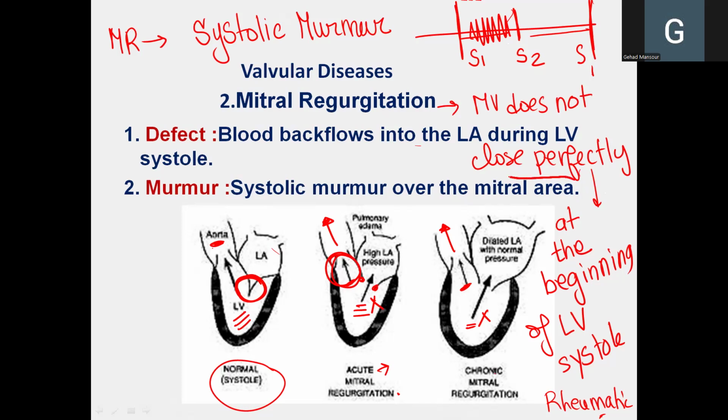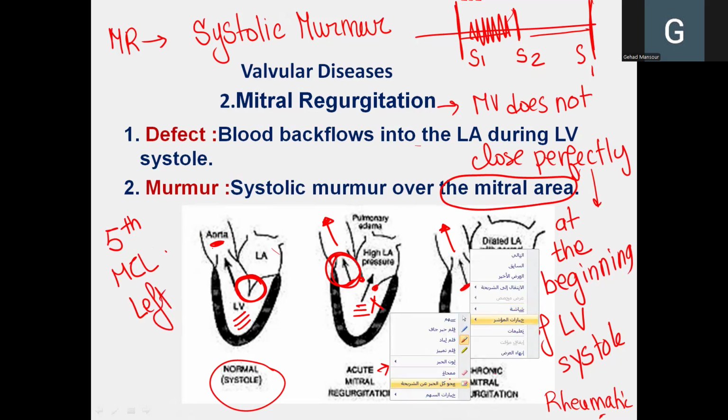Again, where are we going to find it? Over the mitral area. So this mitral area, which is one of the auscultatory areas, it is in the fifth intercostal space, mid-clavicular line to the left. This is where you can best hear a systolic murmur.